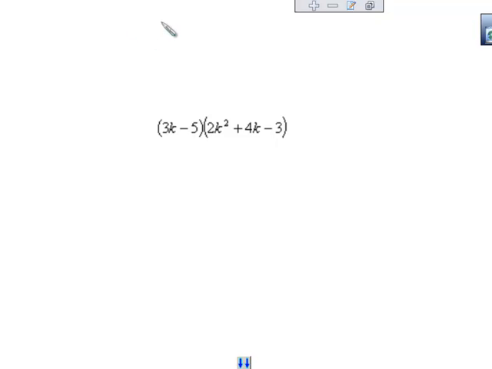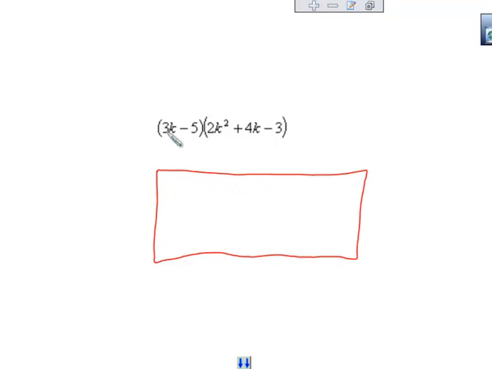So type 3 is the box method. The box method is creating your box. And remember, if you have a binomial times a trinomial, like this example here, you're going to want to make your box fairly large. This is two terms, so it doesn't matter where you put them. If you want to put your two terms here and here, that's fine. I like to do the two terms off to the side.